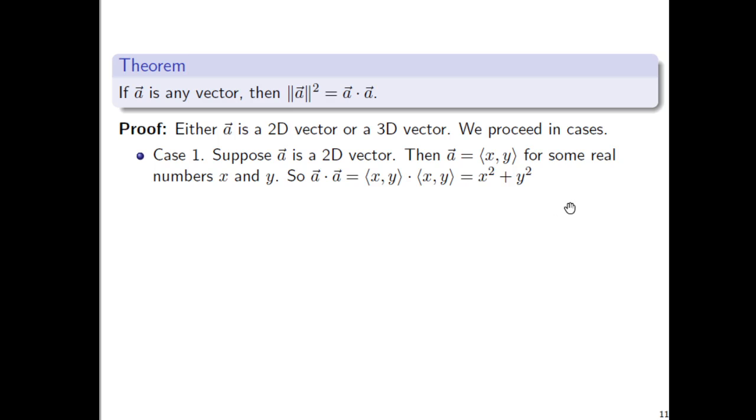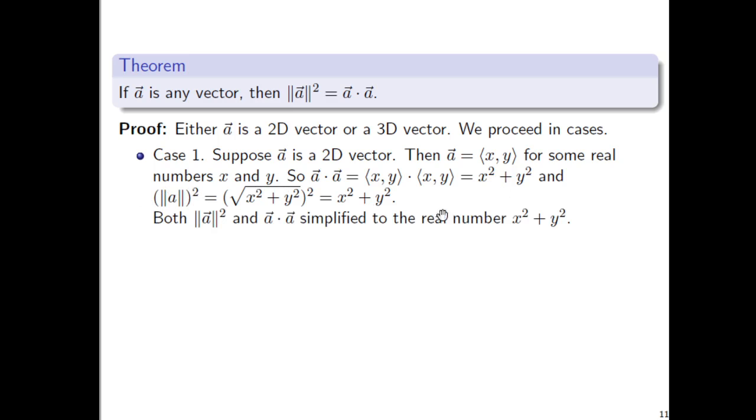When you do a dot a, you write out what the dot product formula gives you: x squared plus y squared. If you look at the magnitude squared, the magnitude is the square root of x squared plus y squared, but that, surrounded in parentheses, is squared, so the square undoes the square root, and you're left with x squared plus y squared. Both the magnitude of a squared and a dot a simplify to the scalar x squared plus y squared. So that works in that case.